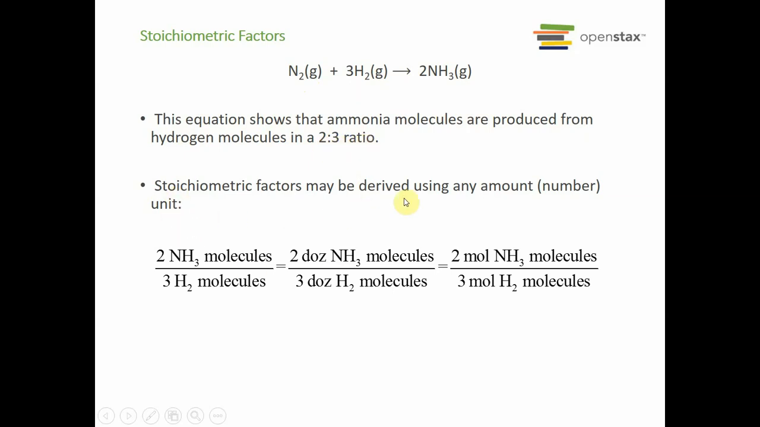Stoichiometric factors may be derived using any amount unit. So 2 ammonia molecules to 3 hydrogen molecules is the same as 2 dozen molecules of ammonia to 3 dozen molecules of hydrogen, or 2 moles of ammonia to 3 moles of hydrogen molecules.